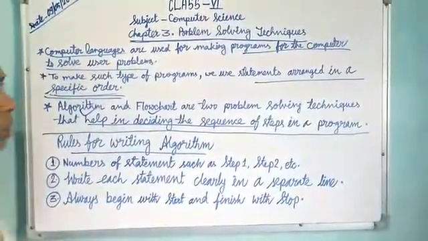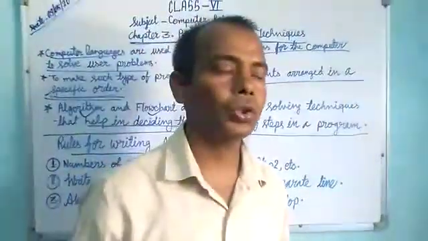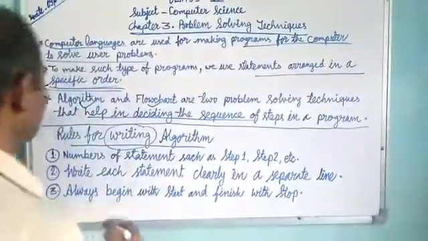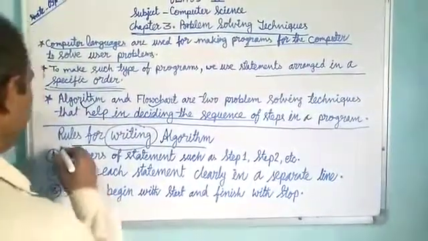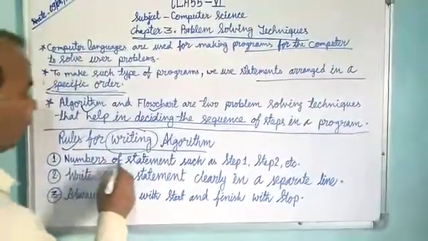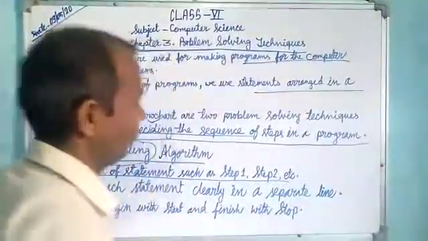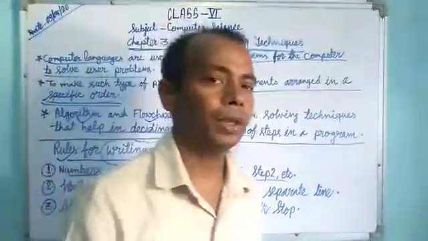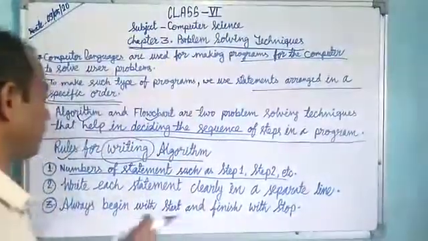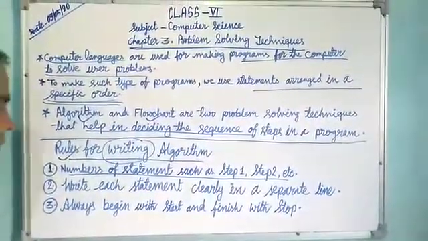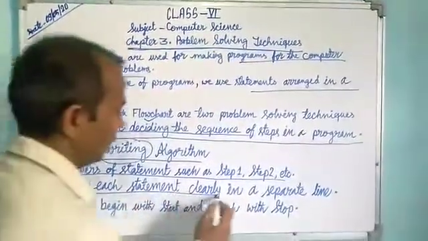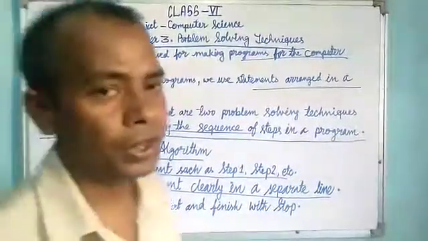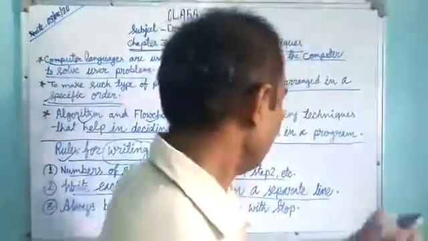So first of all, we have to know about the rules of algorithms, how actually we are going to write the algorithm. We have to keep the rules in mind. Number the statements, such as step first, step second. We have to know how many steps are there in the algorithm. First of all, keep it in mind. Then the second one, write each statement clearly in a specific line. So each line should have one step. One step you have to write in one line.